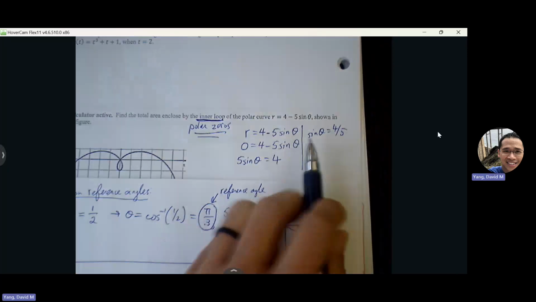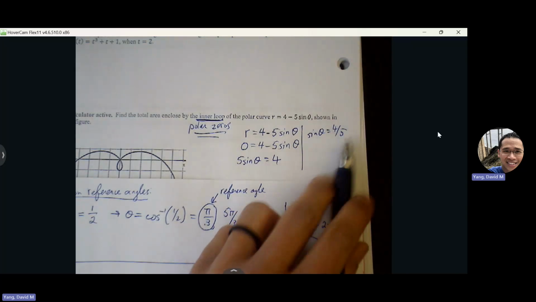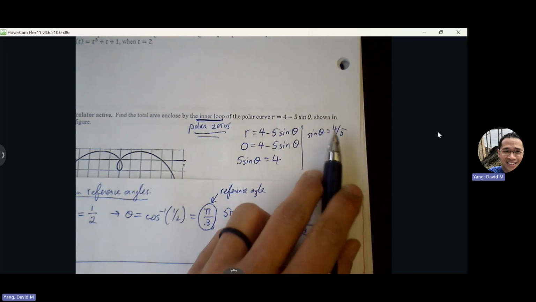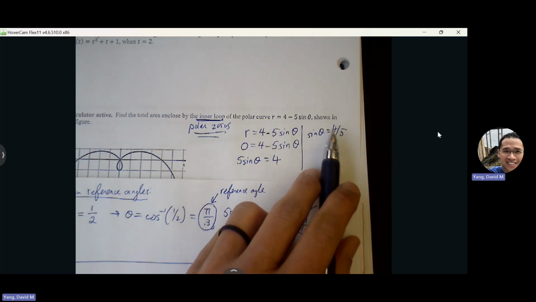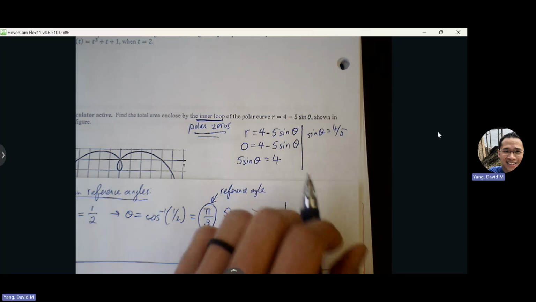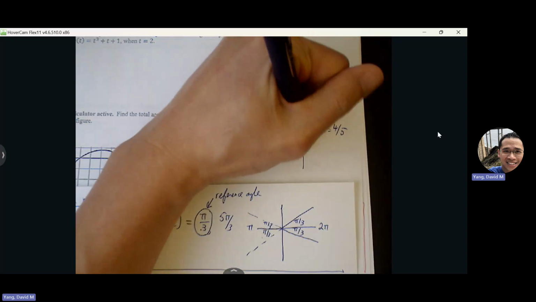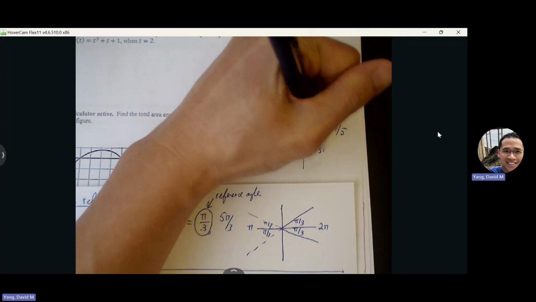Okay, so now this is something that we don't recognize, right? Sine of theta equals 4/5. This is not going to be a unit circle value. It's not like 1/2 or √3/2 or √2/2. So this is going to be a decimal value that's not going to land on one of these special angles. But we can still solve for theta by using our calculator.